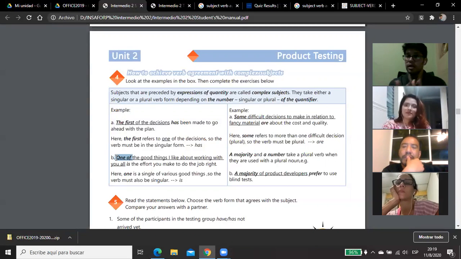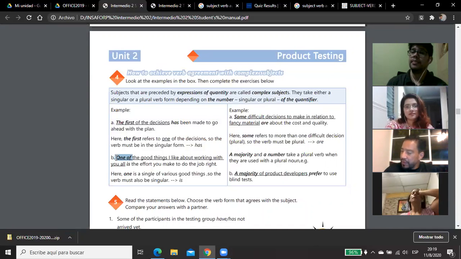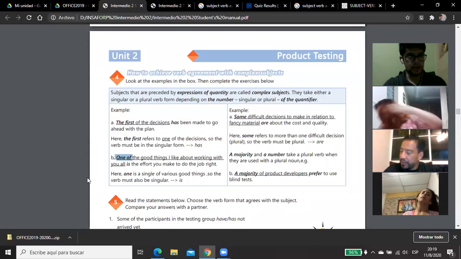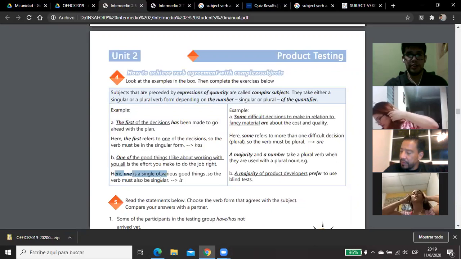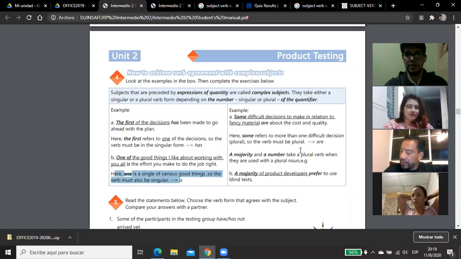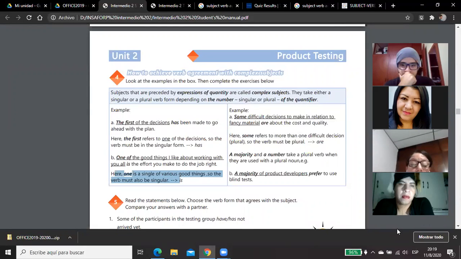Or a bunch of grapes, or a liter of water, for example. Those are words that help with counting or measuring nouns. All right, good. So one is a single noun, an individual. Now let's ask Ana Lilian, can you read letter A on the right column, please?